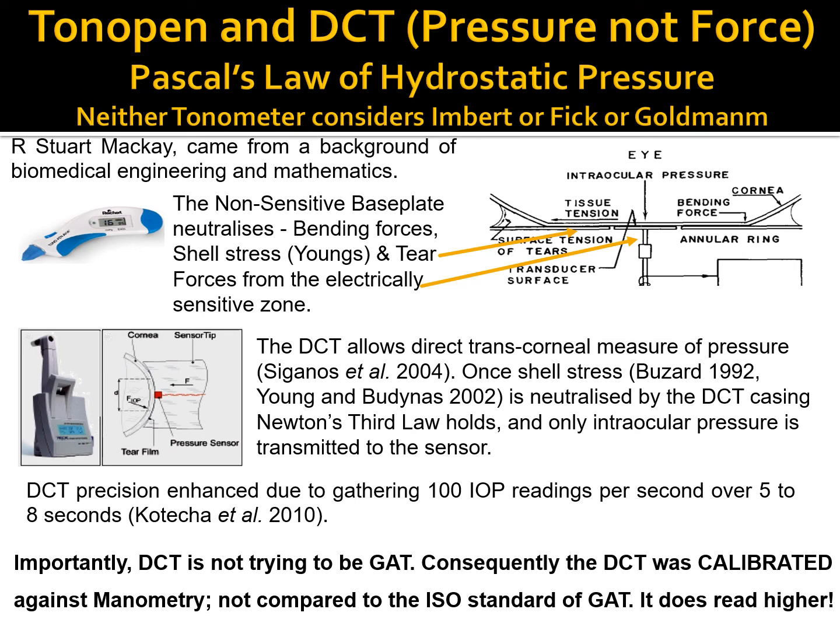And importantly, DCT is not trying to be GAT. It's NCTs that are trying to be GAT. Consequently, when they developed this thing, they didn't compare it to GAT. They calibrated against manometry. And they did not compare to the standard. And it does read higher, 2 to 3 millimeters higher than GAT.